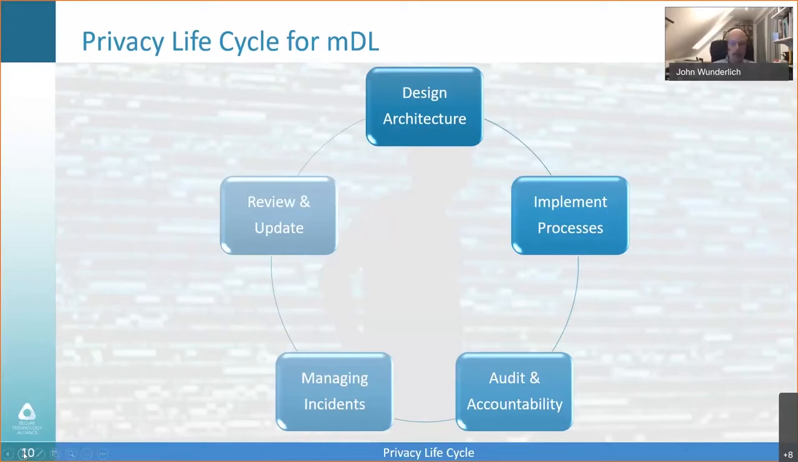Managing incidents, well, we know that incidents will happen, breaches will happen, and most of the time, most people will forgive organizations or entities that have a breach. What's really determinative in the survivability is how you respond to the breach. So be prepared to learn from them. And finally, learn your lessons and improve your systems so that you can update your design architecture and implement improved processes. Next slide, please.